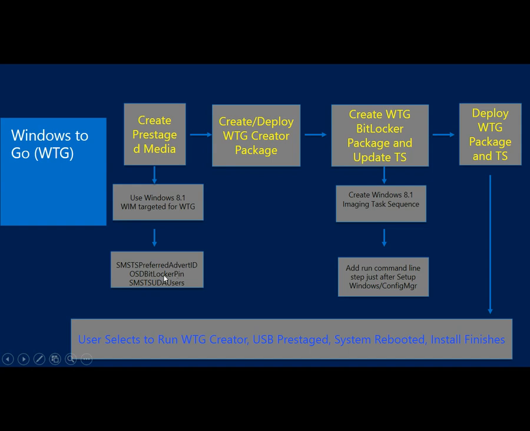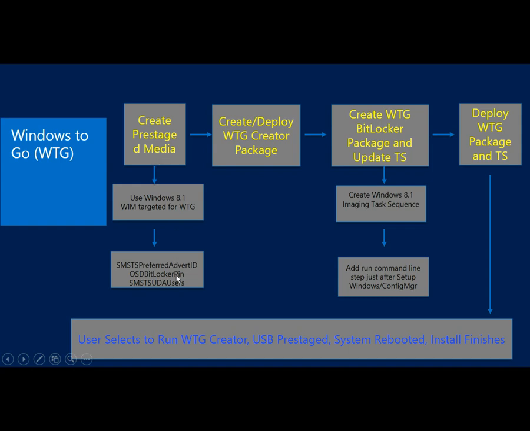All right. Another variable, OSDBitLockerPIN. So if we're going to provision BitLocker, which you should, on Windows to Go, then we need to specify a PIN. That's something we can do by variable. And then SMSTSUDAUsers, if you want to use that, right? So this is a user device affinity variable, and we can talk about that more as we get to user device affinity. We will. But those three are interesting in this scenario. This one, critical, right?